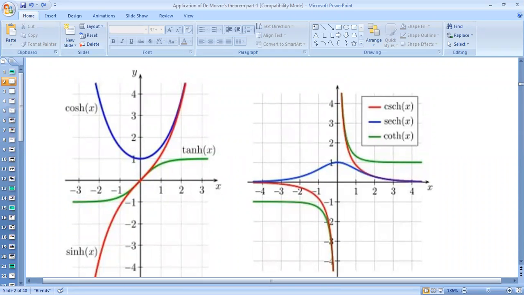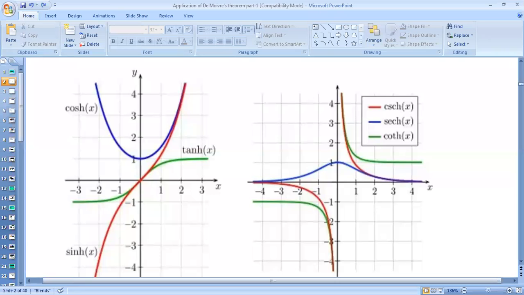Okay. Today we'll start with circular functions of a complex number and hyperbolic functions of a complex number. We have already discussed the circular functions in terms of the exponential function. That means cos theta equals e to the power i theta plus e to the power minus i theta divided by 2, and sin theta can be represented as e to the power i theta minus e to the power minus i theta divided by twice i. We have to remember these two formulas. Everywhere we have to use this.